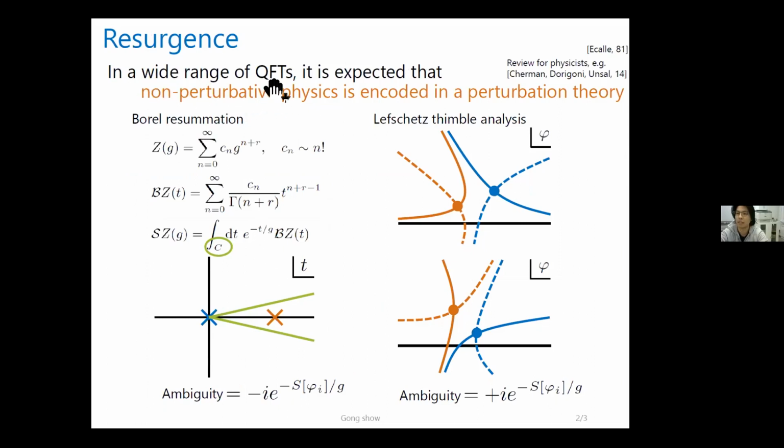Resurgence is a conjecture. In a wide range of QFTs, it is expected that non-perturbative physics is encoded in perturbation theory. What do I mean by this? Let me start from the Borel summation technique. Let us consider a perturbative series like this, and typically the coefficient of this series can grow factorially, but we replace this factorial with the gamma function integral expression and exchange the order of the integral and the infinite sum, and we obtain this finite result. One possible obstruction to this procedure is a singularity on the positive real axis. It is called the Borel singularity, and this is called the Borel summation. The Borel summation gives an ambiguity due to the dependence on the integration contour.